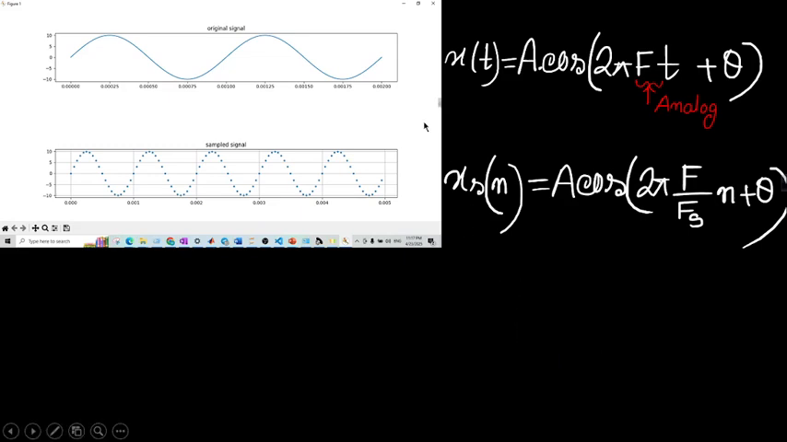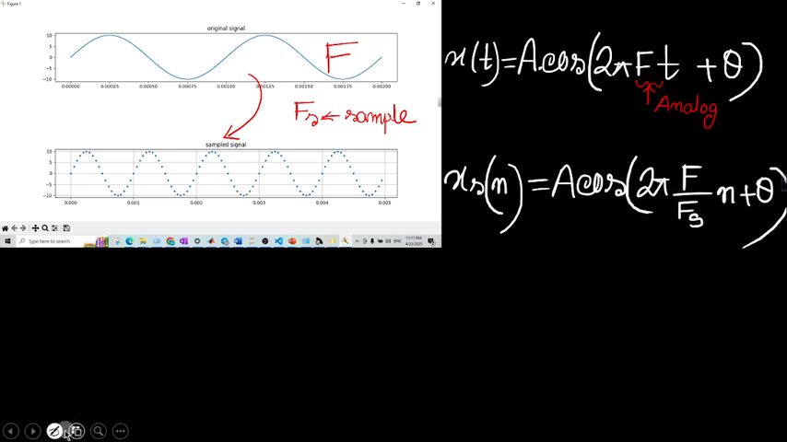Assalamu alaikum. So we have an original signal which is analog, and the equation of this analog signal looks like this. Here capital F is called analog frequency, which is the frequency of this analog signal. Then we have obtained a sample signal, and the sampling rate is Fs, which is also called the sample frequency. And we have sampled this signal, which is not continuous, and the equation looks like this.